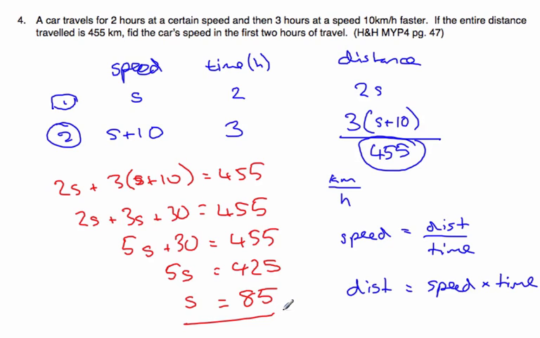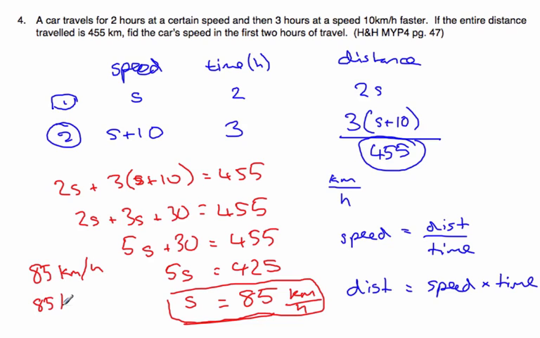And what are the units for this then? We have found speed, which is in kilometers per hour. So for the first 2 hours of the trip, we traveled 85 kilometers per hour. We could write km per hour, or also km h to the minus 1, remembering your indices.